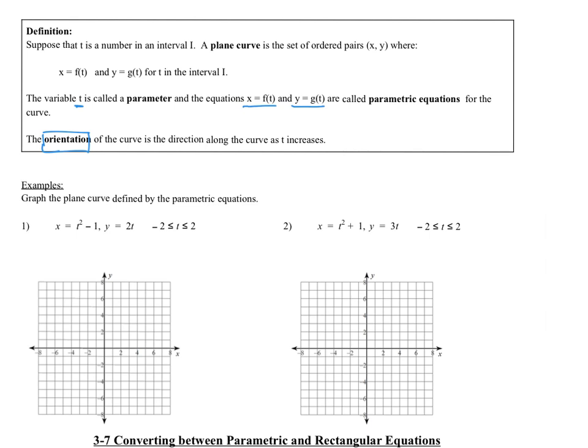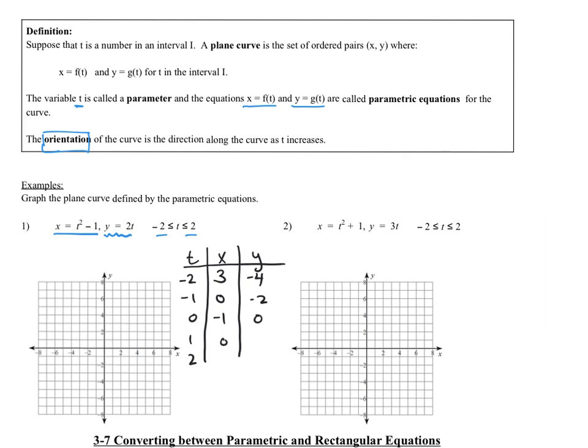In the two examples we're asked to graph, we're given intervals. They happen to be the same interval from -2 to 2. So we'll go ahead and make a little t, x, y chart. For t, I'll pick -2, -1, 0, 1, and 2. Then I'll plug these values into the parametric equations x equals t squared minus 1 and y equals 2t. So x would then be 3, y is -4, then 0, -2, -1, 0, 0, 2, and 3, 4.